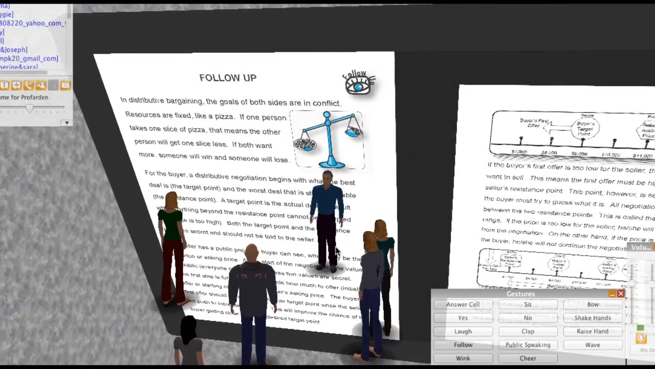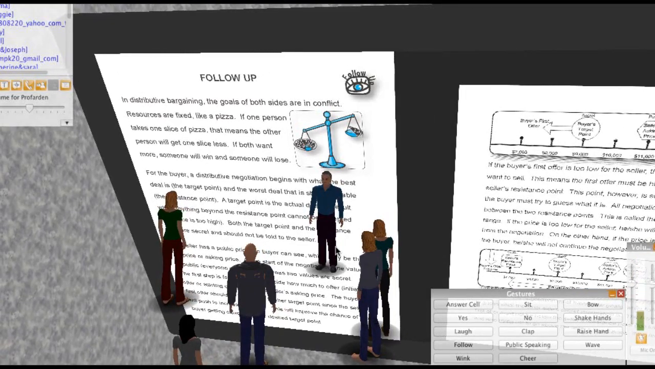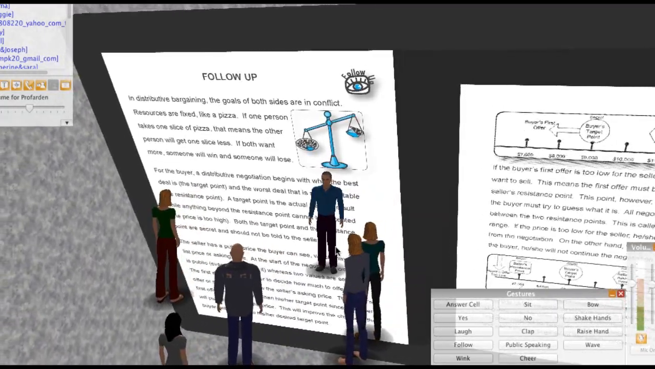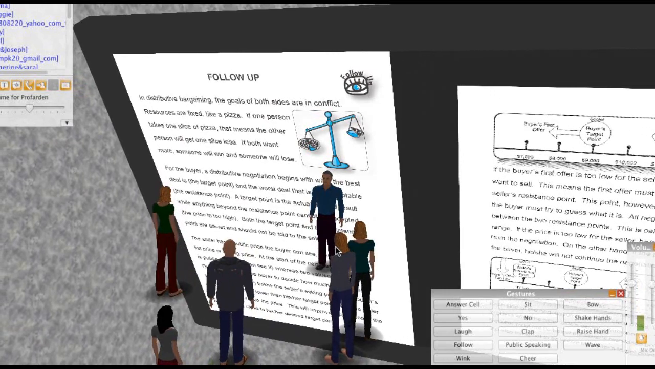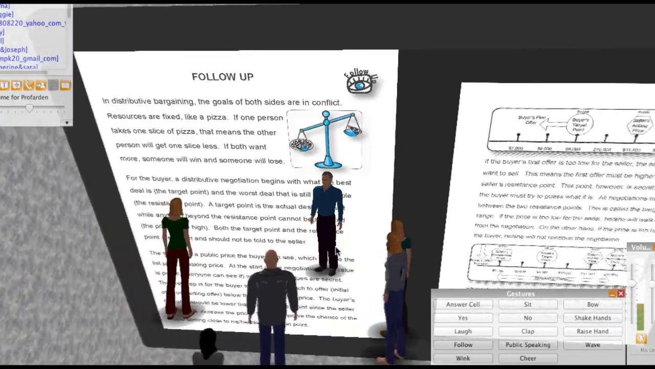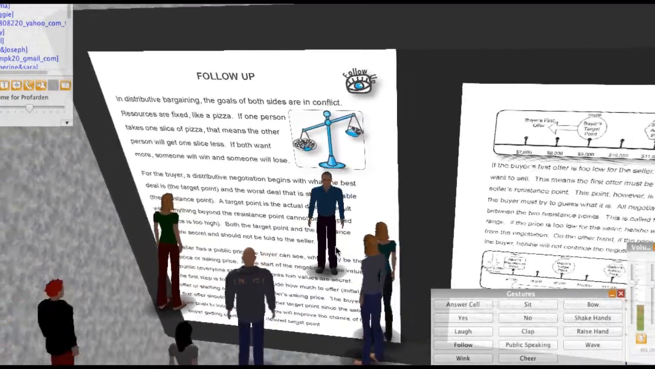So for a buyer, your target is a price, like let's say 100. Your resistance point is somewhere over 100. If you're a buyer, you can spend more than 100, although you don't like it. How high can you go? 150, 200, 300, 400, 1,000? Can you go that high? The answer is no. You have to stop somewhere. Where do you stop? You just won't go higher. That's called your resistance point. So the target is what you would like, and the resistance point is you cannot go beyond.